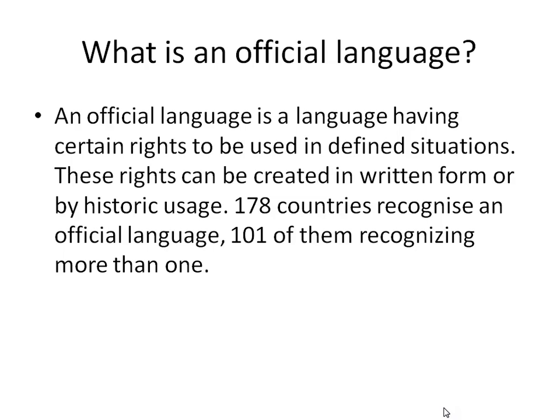In parliament, airport, hospital, official communications, all this communication, one language is used. That is called official language. In case of Bangladesh, Bangla is our official language. So all orders you will see, all appointments, all gazette notifications, all rules and regulations, everything that is circulated by the government of Bangladesh, all are in Bangla. Why? Because Bangla is our official language. And these rights can be created in written form or by historic uses.